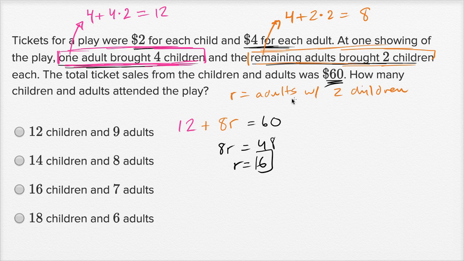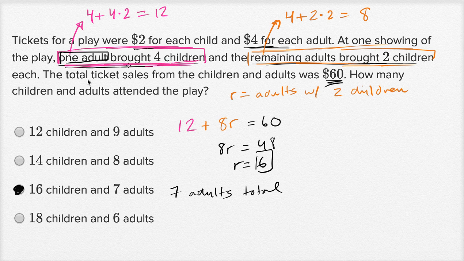There's 6 adults with 2 children, but there's another adult who brought 4 children. So there's a total of 7 adults. 7 adults total. Pardon my handwriting. 7 adults total. So we could just look at these choices. Only one of these choices has 7 adults. And we could verify that this would also amount to 16 children.